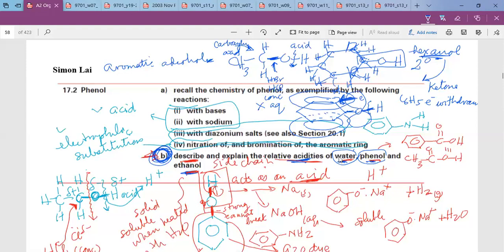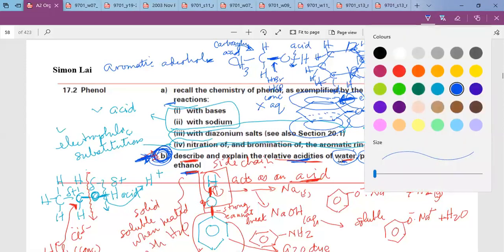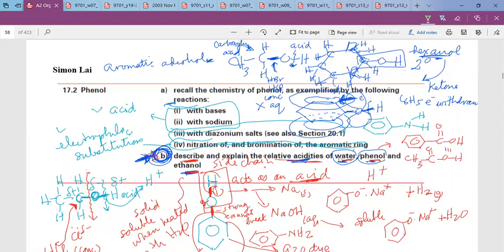So here we have dealt with part B. Now today we're going to talk about this part here. I'll put another color, so you can see green. We talk about this part here, except number 3. Number 3, we'll come to later when you do your phenylamine.